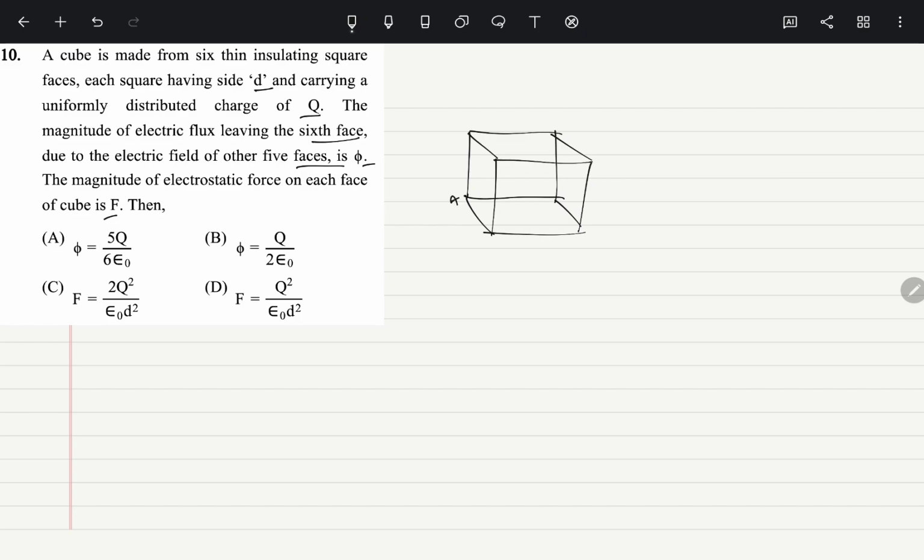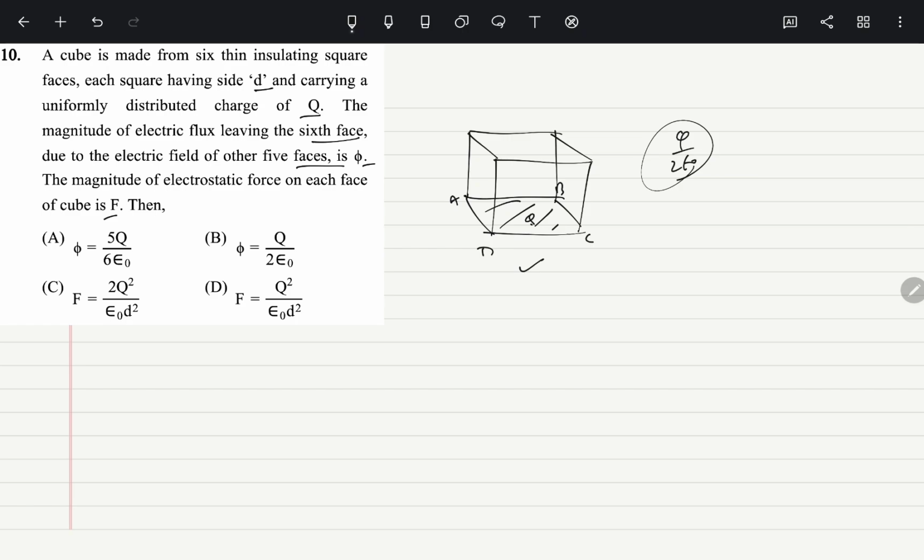So let's say this is a face A, B, C, D which has charge Q. Because of this face, there will be electric flux passing through the other 5 faces. If we try to calculate how much flux is passing through the 5 faces due to this one face only, when we make a closed surface, we'll put one more cube here, and the flux passing through the 5 faces due to this will be Q by 2 epsilon naught. So this is the flux passing through the 5 faces due to one face.